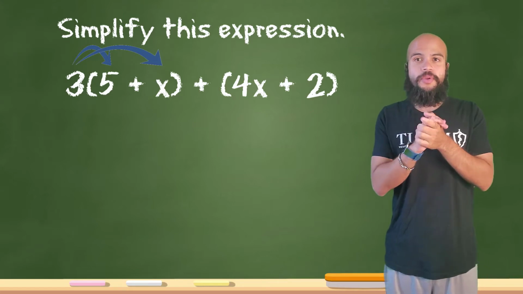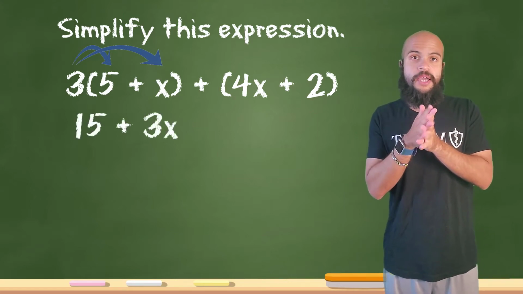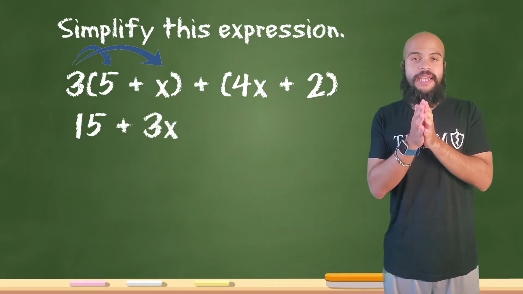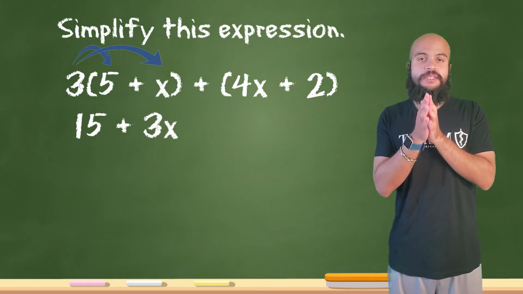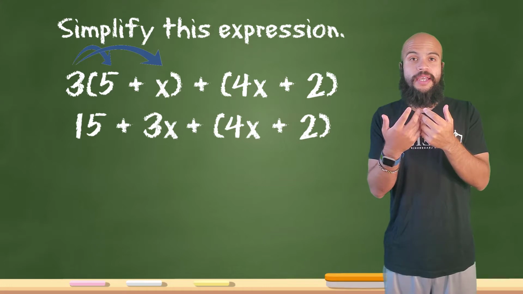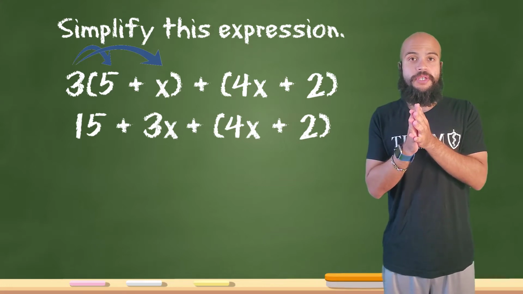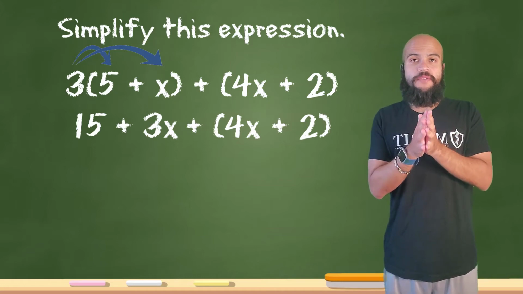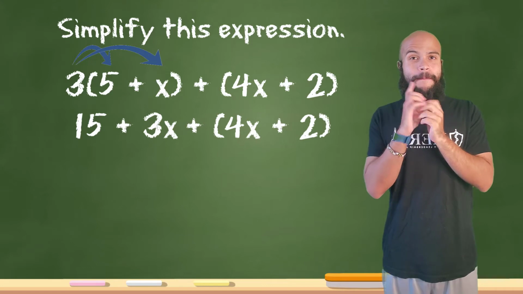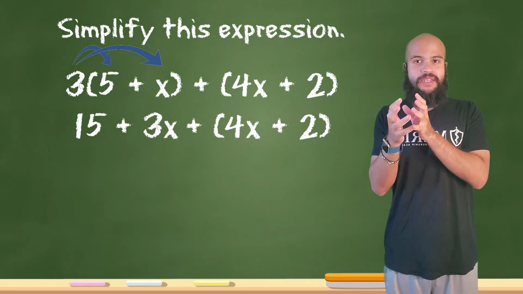When I distribute the 3 properly, I end up with 15 plus 3x. So my new equivalent expression following the distribution is 15 plus 3x plus 4x plus 2. Notice the parentheses went away towards the left side of our expression following the distribution. But on the right side of our expression, 4x plus 2 is currently nested inside parentheses. But the 4x plus 2 is simply being added to the rest of the expression.